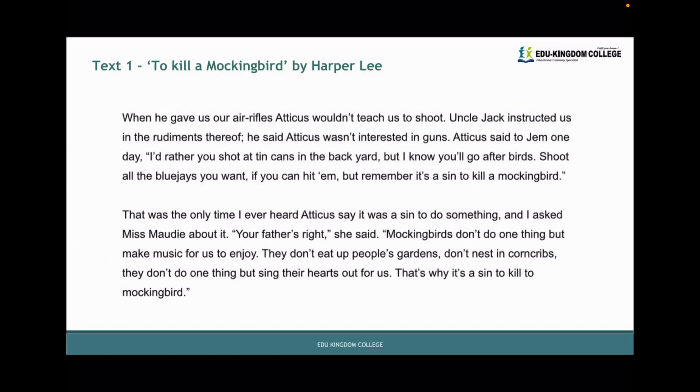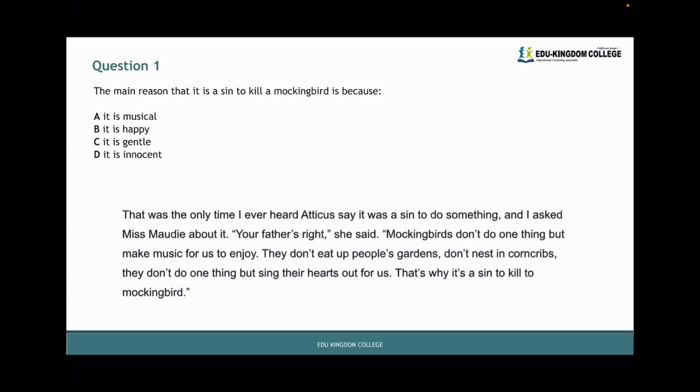And this is the second part of the extract. So for question 1, the main reason that it is a sin to kill a mockingbird is because of what reason? In this case, I can actually find the word mockingbird in the extract. If you are looking for a direct answer, try and find the keyword first, and then take a look at the extract for any figurative language or any reasoning or logic that you need to use to get your answer. In this occasion, we were able to get the answer by just locating the keyword, which is mockingbird.